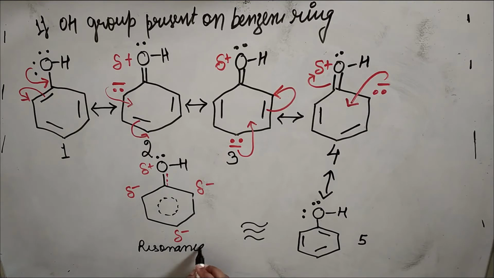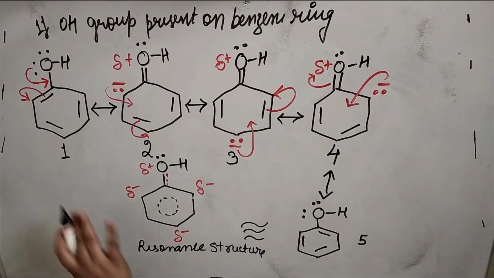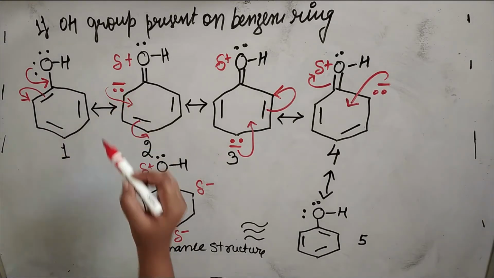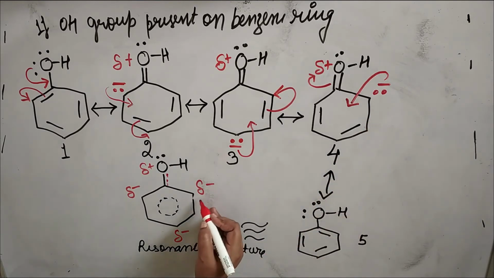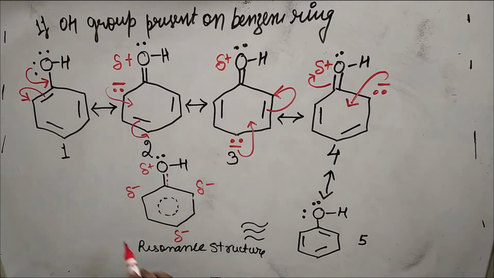This is the resonance structure when the phenol group is present. This resonance structure is the combination of structures 1, 2, 3, 4 and 5. Here you can see in the resonating structure the partial negative charge. In the second structure the partial negative charge is at the ortho position, in the third structure it is at the para position, and in the fourth structure it is again at the ortho position. So this is the overall combination of all the structures.